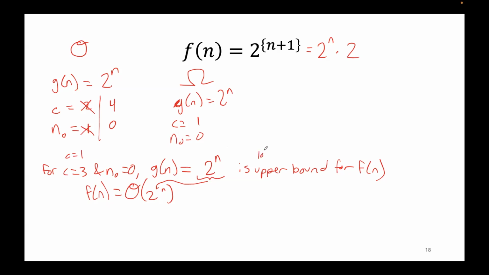And then we say is lower bound or f of n. So the way we write that is f of n is equal to big omega, and then inside we stick in 2 to the n.